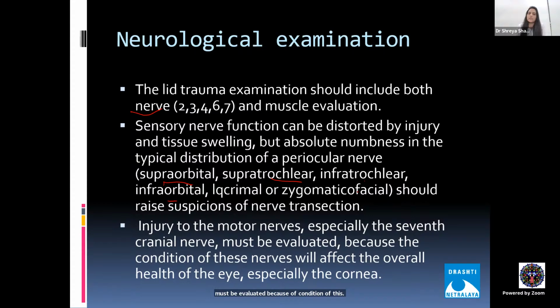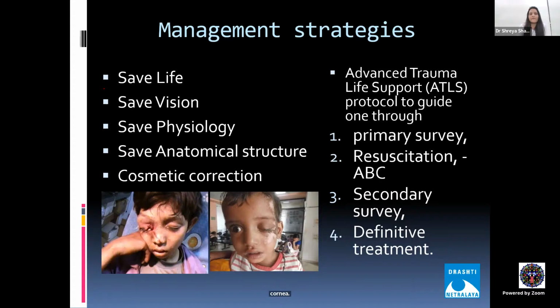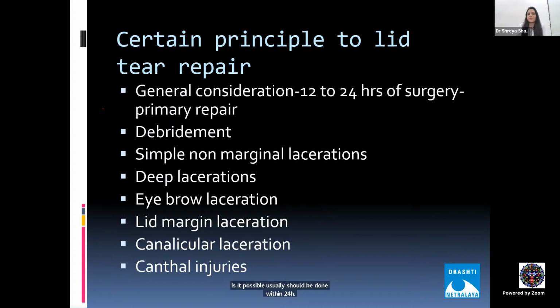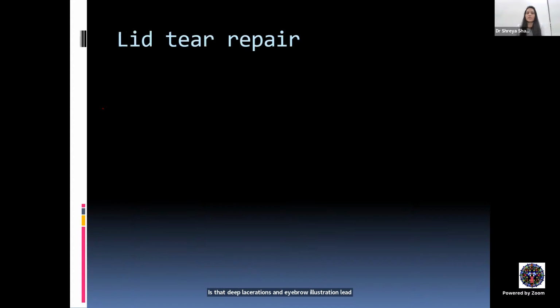So what are the management strategies? Save life, save vision, save physiology, save anatomical structure, and then comes the cosmetic correction. So first is the primary survey, resuscitation with ABC, secondary survey, and then comes the definitive treatment. Primary repair is always better and has a higher success rate whenever possible. Usually it should be done within 24 hours, so with general condition consideration it is 12 to 24 hours. First you do debridement. Simple non-marginal lacerations, deep lacerations, eyebrow laceration, lid margin laceration, canalicular laceration, and canthal injuries need to be taken care of.